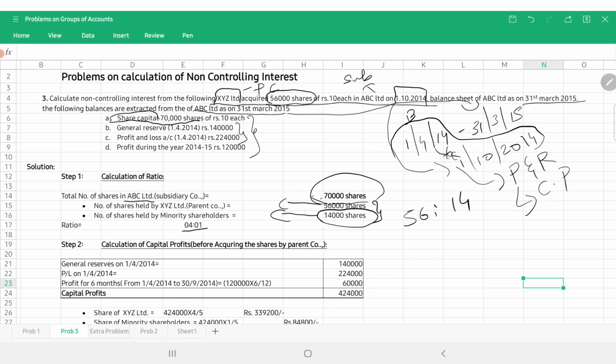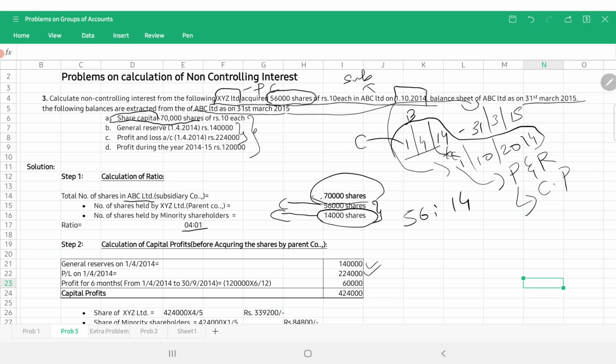You can take both, because 1/4/2014, from here till here, or even before that, any other date, if reserve and profit is given, that also you can take for calculating capital profit. It's not required only from this date to this date. Previous dates also, if any reserves or profit is there, that also can be taken. So in the general reserve 1/4/2014, and the profit and loss, they mentioned this date, so you take them completely for capital profit.